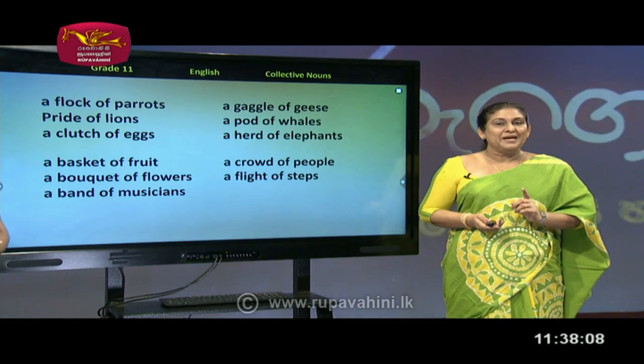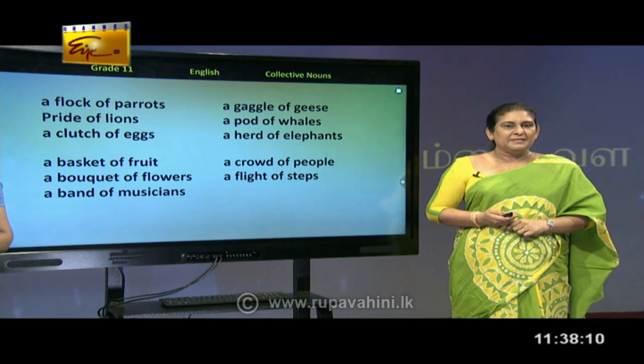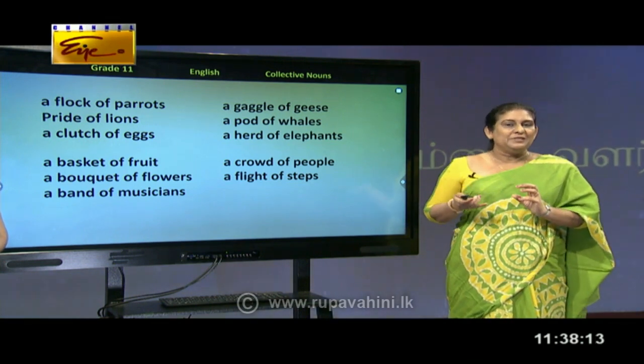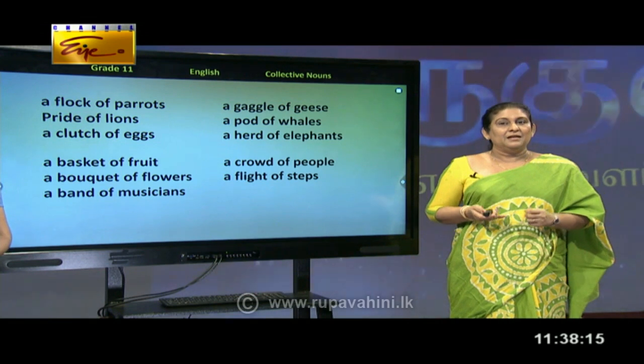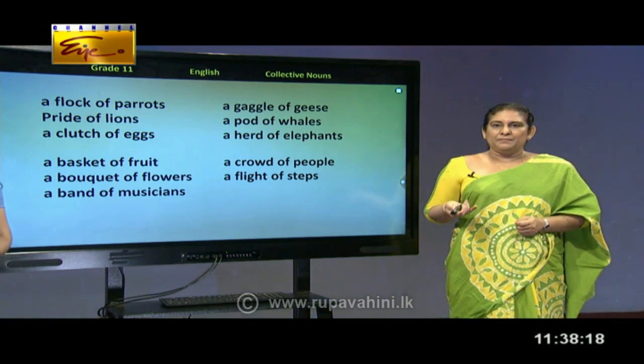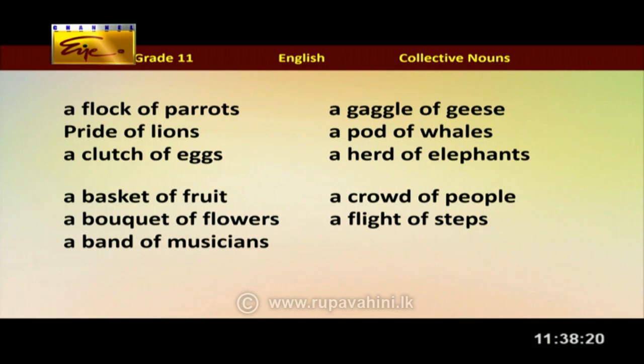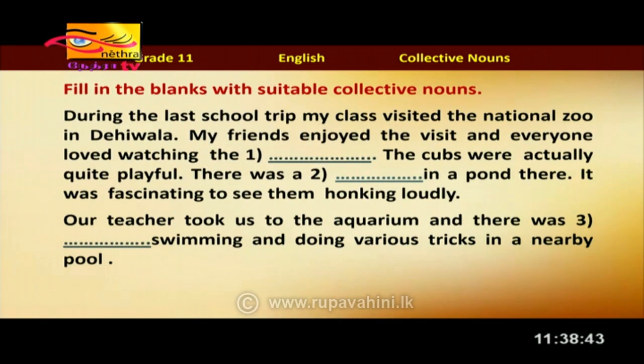Right, now let us move on to another activity. We have given some collective nouns. You have to use them to fill some blanks. A flock of parrots, a pride of lions, a clutch of eggs, a basket of fruit, a bouquet of flowers, a band of musicians, a gaggle of geese, a pod of whales, a herd of elephants, a crowd of people, a flight of steps. Gaggle of geese, that is the sound of the gaggle children there. Let us see how we can use these collective nouns.